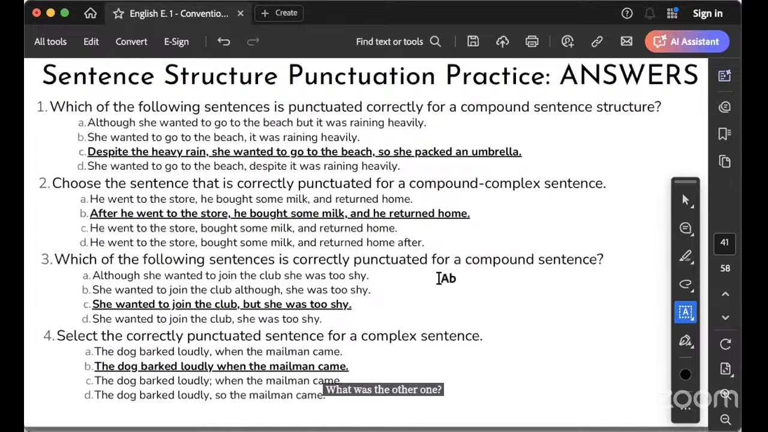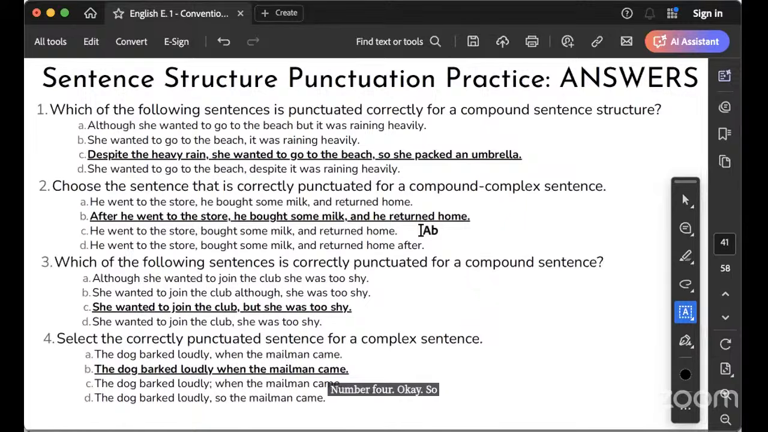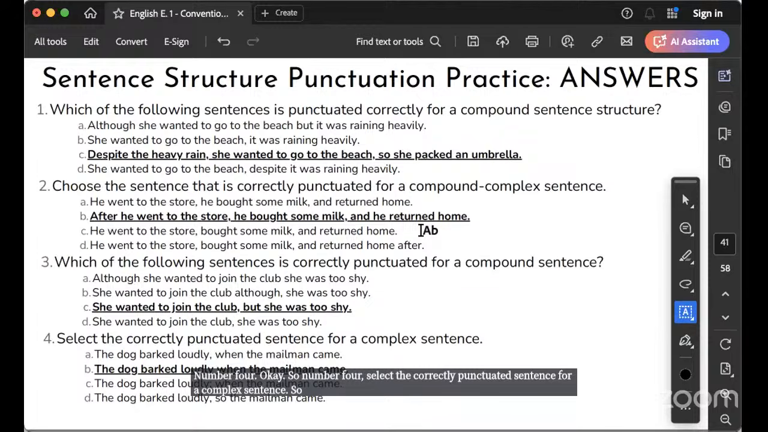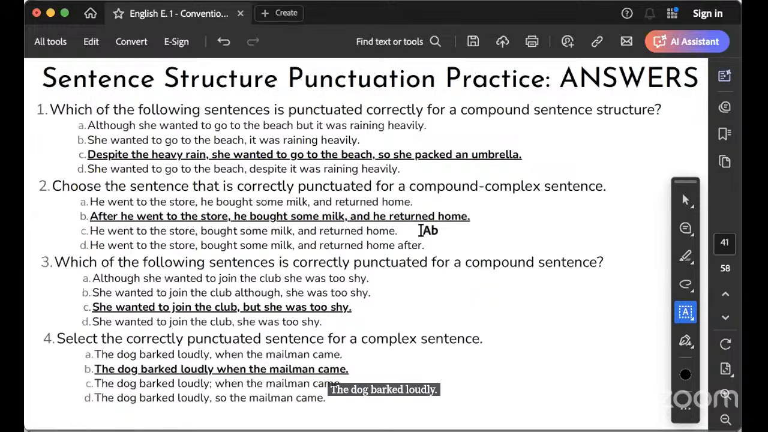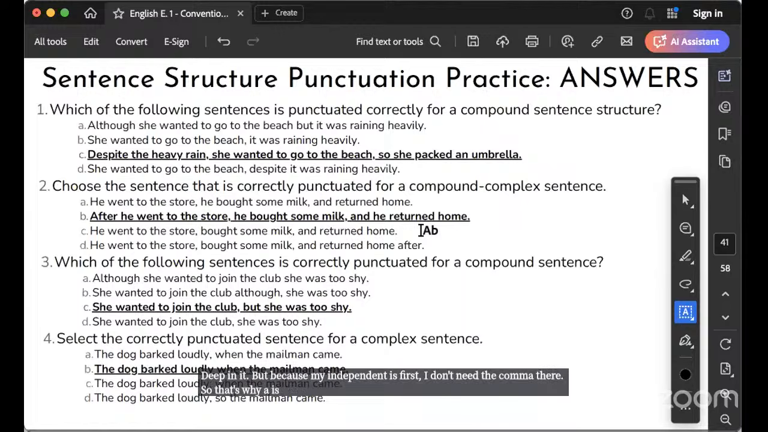Number 4. Okay. So number 4, select the correctly punctuated sentence for a complex sentence. So complex, I'm looking for an independent and a dependent. Now remember, it depends on which one you put first how you're going to punctuate. The dog barked loudly. Independent. When the mailman came home. Dependent. But because my independent is first, I don't need the comma there. So that's why A is incorrect. It's got the correct clauses. It's just that you don't need the comma because the independent clause came first.